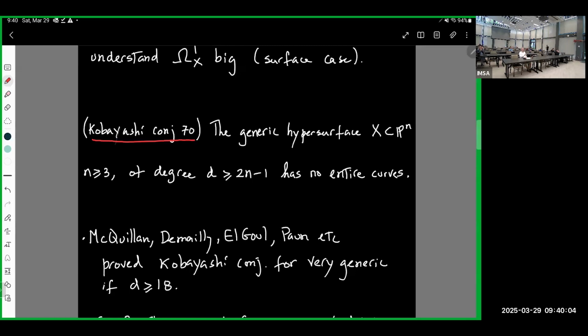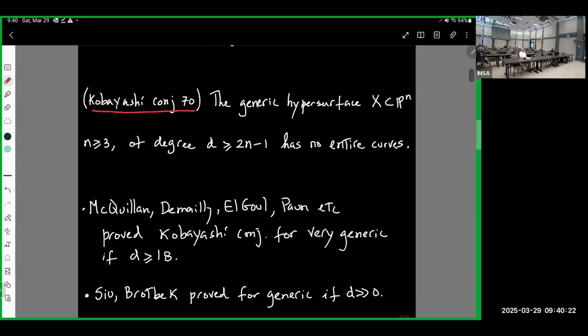Generic means that on the parametric space of hypersurfaces, you take away countably many subvarieties. And outside of that, any hypersurface over a point outside of that will be very generic and will satisfy the Kobayashi conjecture. If you want to do generic, then there's an idea of Siu, but it was a full proof of Demailly-Brotbek in 2016 that proved the generic case when the degree is very large. So the degree plays a role.